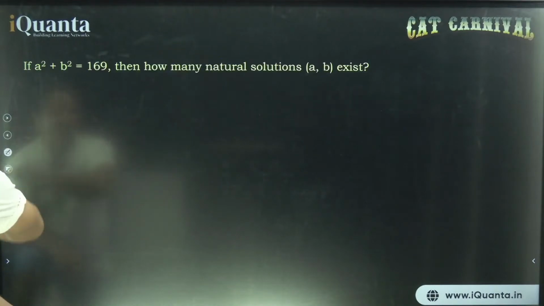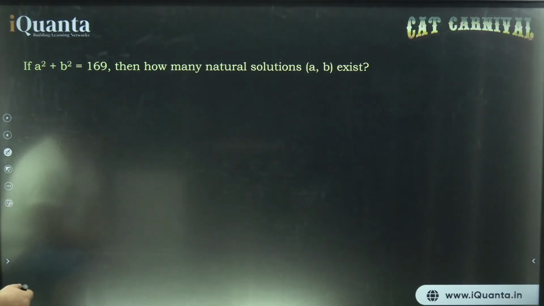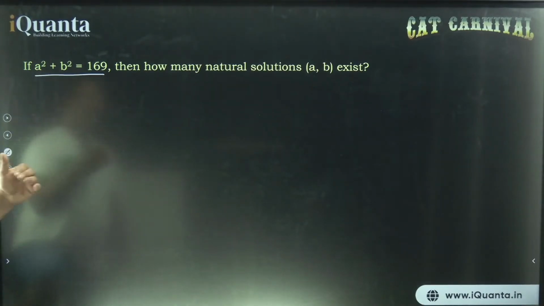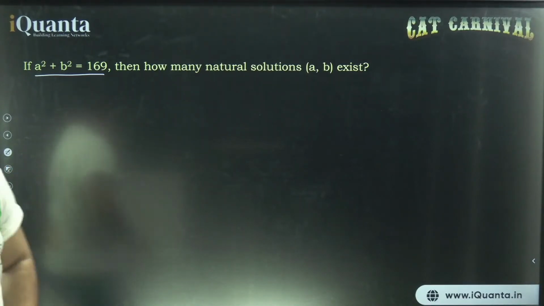Clear. So let's do a question. We have a question here. If a square plus b square is 169, then how many natural solutions a comma b exist?